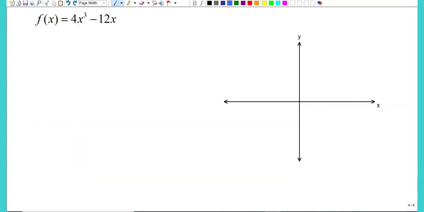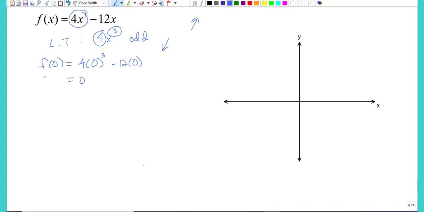Let's do another one. So leading term, that's easy, 4x cubed. So that's odd, that's positive. So remember, up and down. Okay, up on the right, down on the left. Okay, y-intercept, let x be 0, and I'm going to get 0. Okay, so I've got up and I've got down.